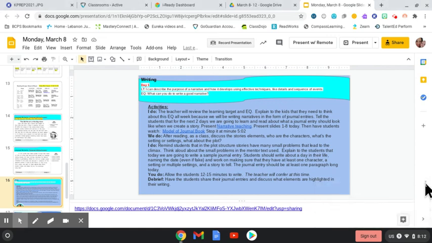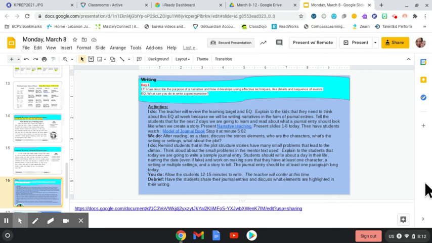Hi, guys. So today's lesson has to do with learning how to write a good narrative. Our target for today is that you can describe the purpose of a narrative and how it develops using effective techniques like detail and sequence of events. What we want to do is really focus on what you can do to write a good narrative.